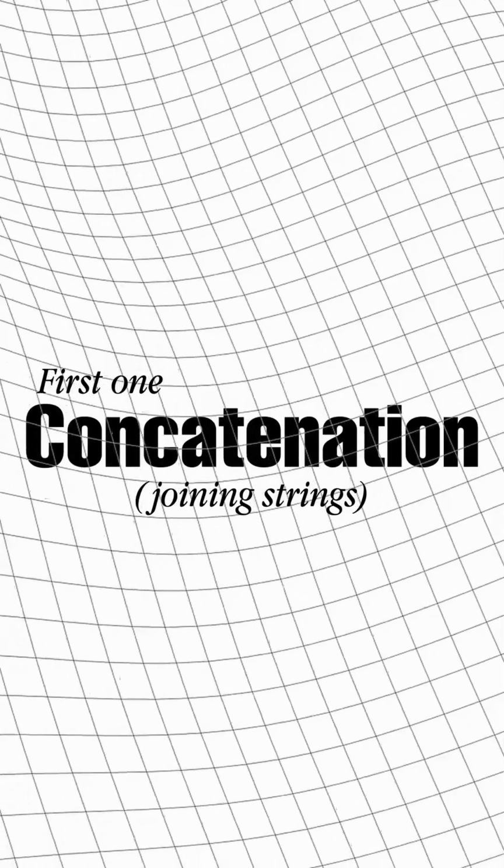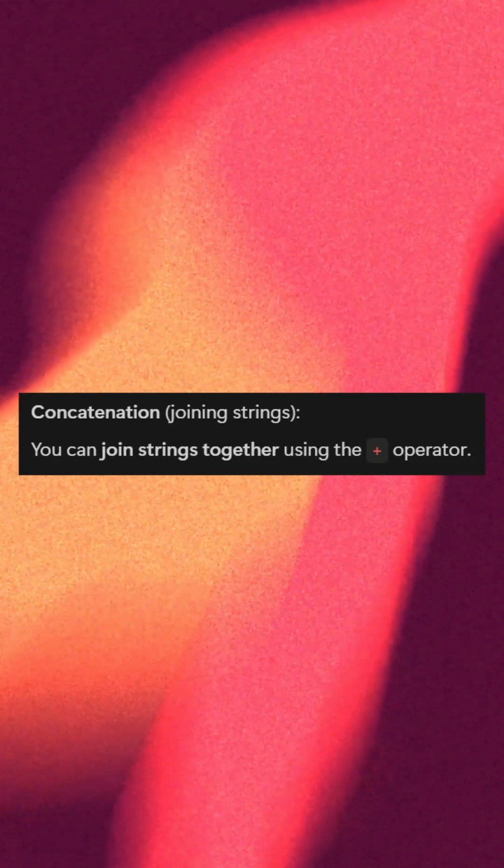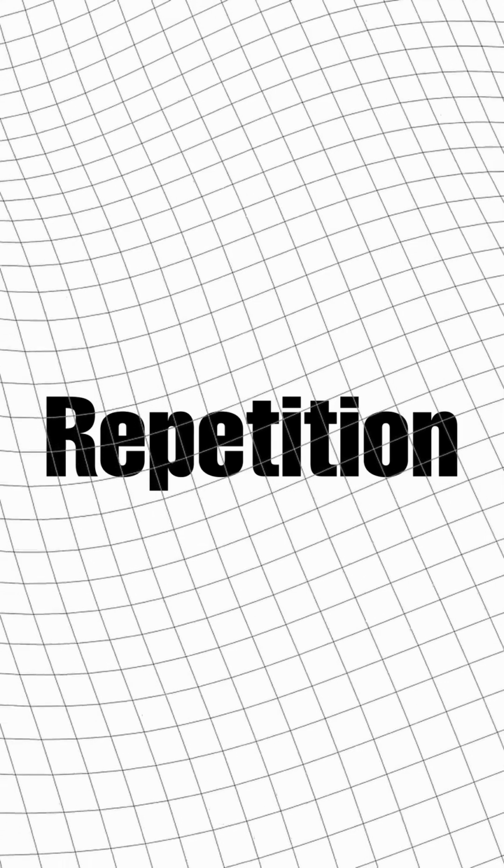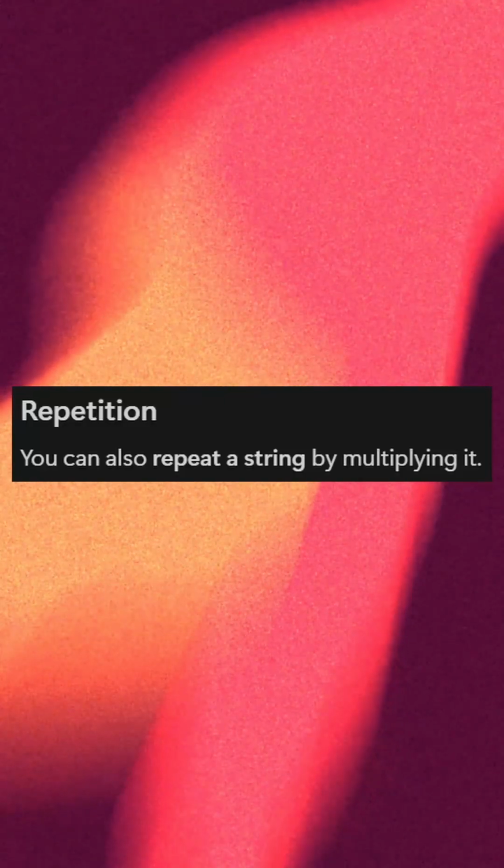First one, concatenation. You can join strings together using the plus operator. In this example, the output will be hello world. Repetition. You can also repeat a string by multiplying it.